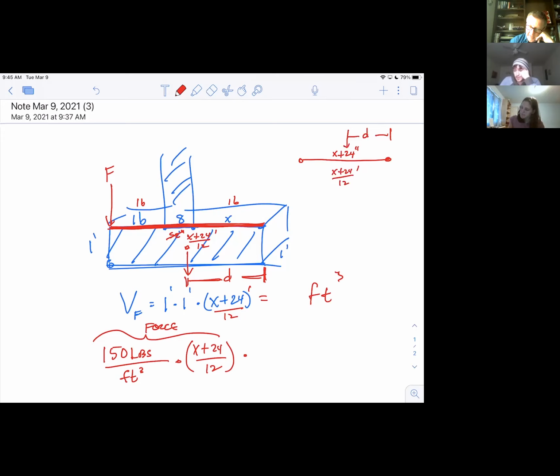And you do want it to be feet because the force needs to be in pounds and the distance needs to be in feet. So you do want this equation. That's exactly right. So that's right. It'll be x plus 24 over 24. Okay.